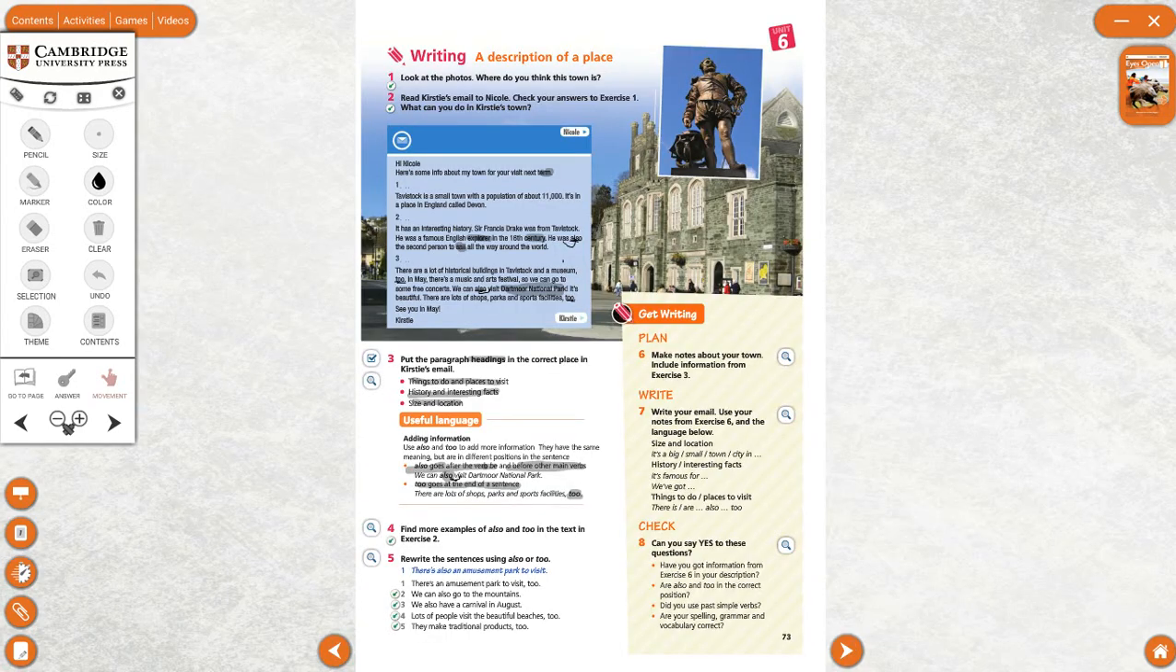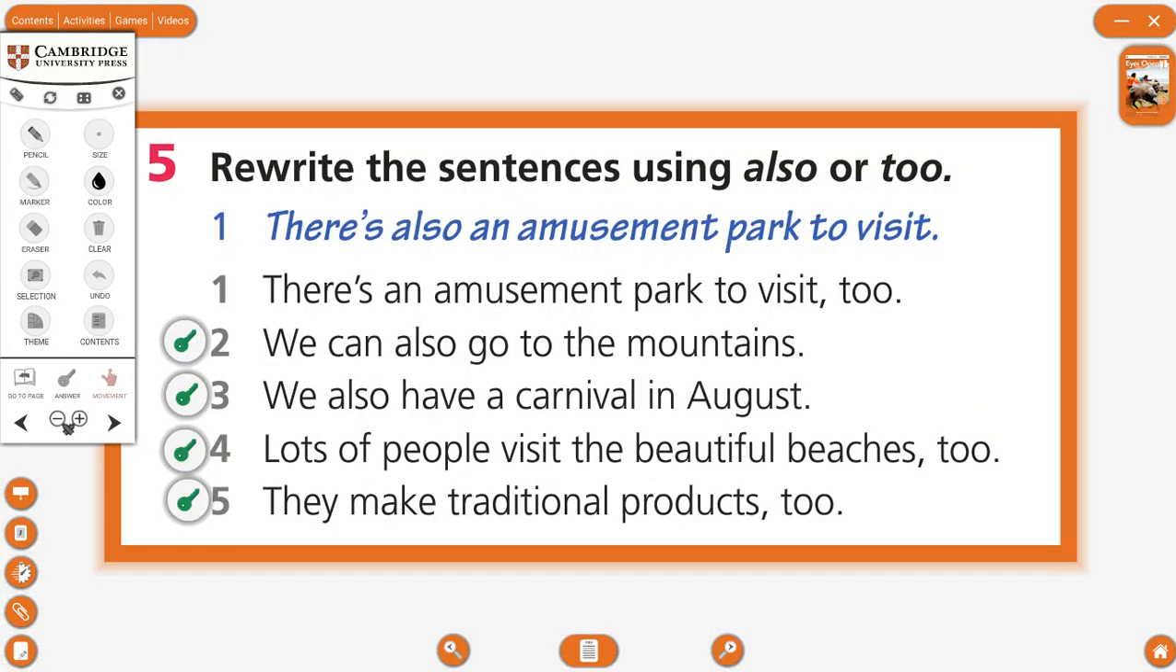Now look at exercise 5, please. Rewrite the sentences using also or too. You will rewrite the sentences using also or too. Cümleleri also veya too kullanarak tekrar yazacaksınız. Number 1'e bakalım yapıldığı için.